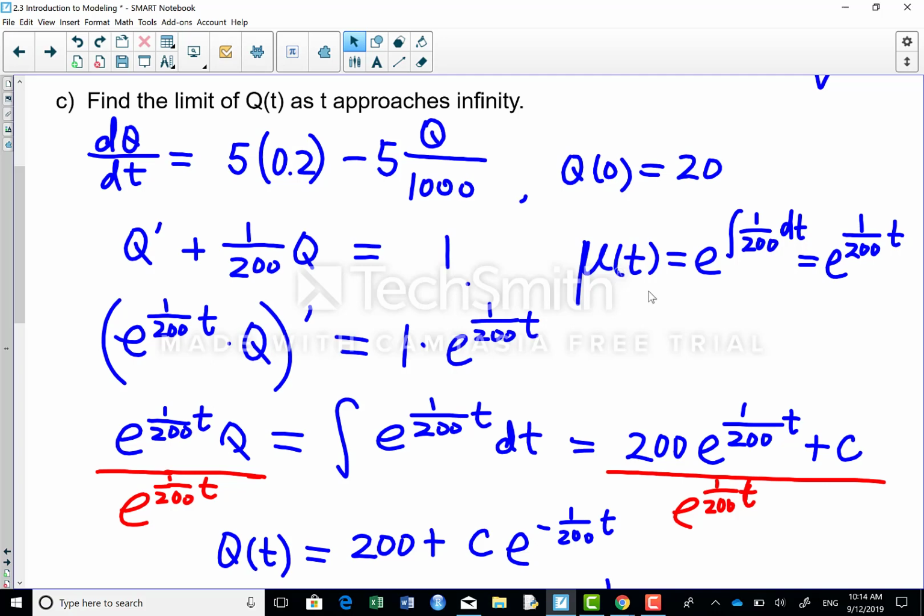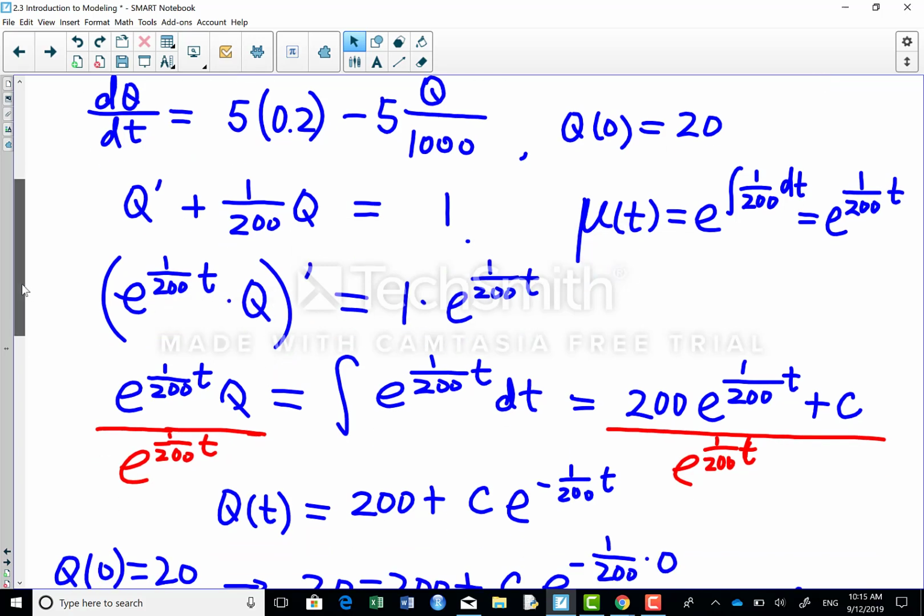And the integrating factor mu of t is equal to e to the power integral of p of t dt, where p of t is the coefficient of Q in this equation. So it's e to the power antiderivative of 1 over 200 dt, which is equal to e to the power 1 over 200 t. And then you multiply this integrating factor on both sides. The left-hand side will be the derivative of the product of the integrating factor and Q. The other side is 1 times e to the power 1 over 200 t.